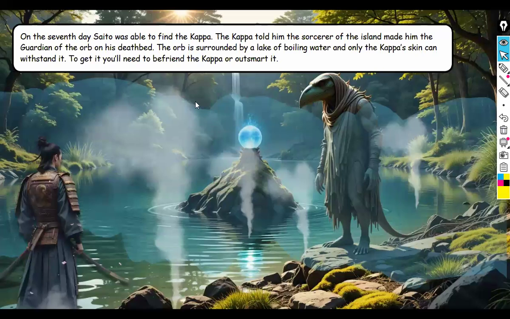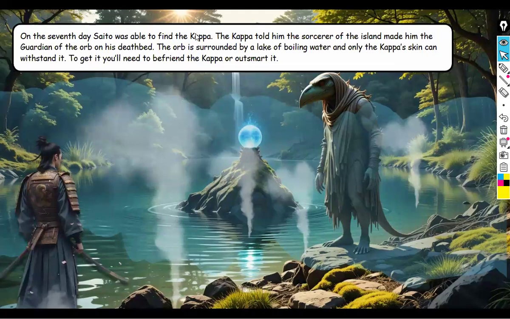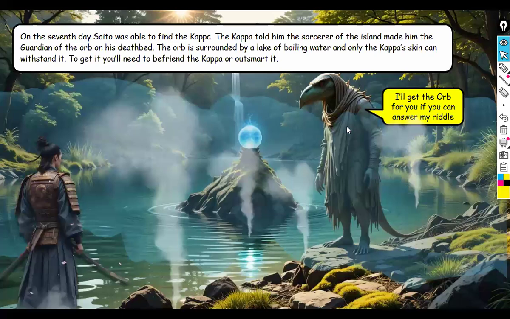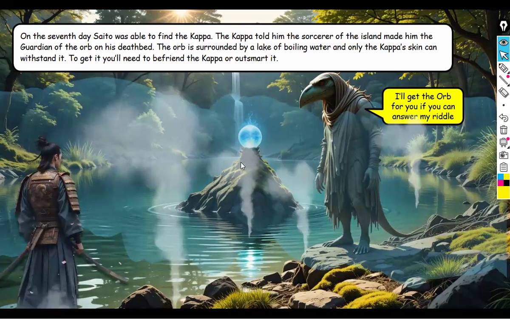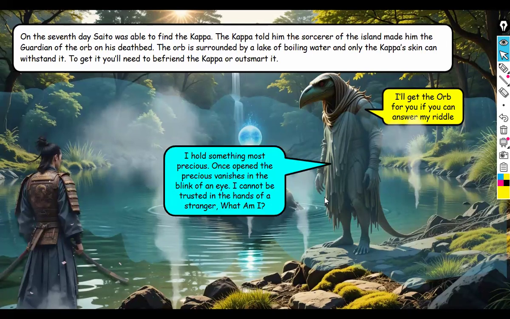All right. So this is where the orb is. Remember, the orb is being guarded by the kappa. That's the kappa over there. So let's see if anybody here can guess the riddle, right? So the kappa is going to ask him the riddle. Anybody wants to solve the riddle?